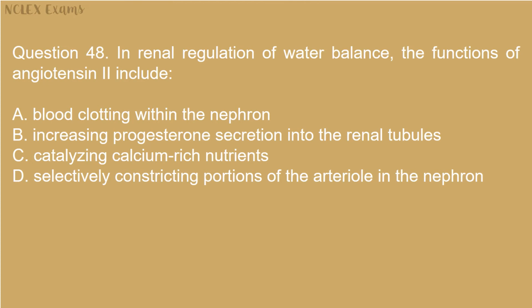Question 48. In renal regulation of water balance, the functions of angiotensin II include A. Blood clotting within the nephron. B. Increasing progesterone secretion into the renal tubules. C. Catalyzing calcium-rich nutrients. D. Selectively constricting portions of the arterioles in the nephron.